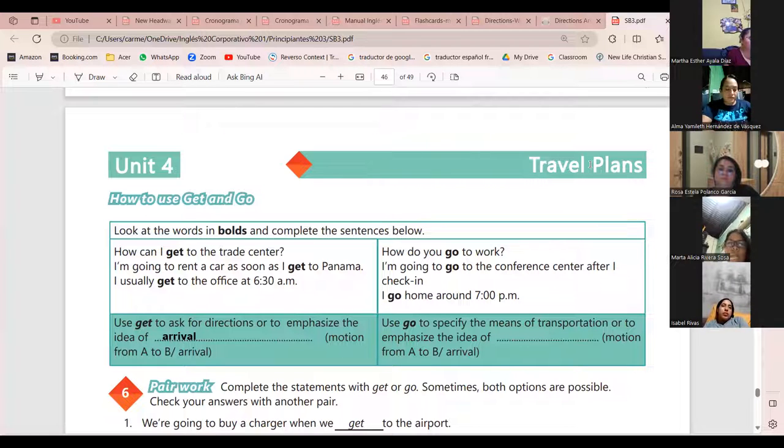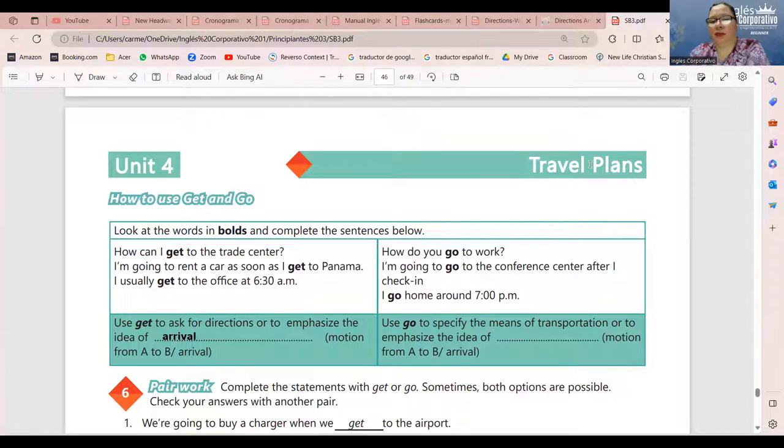Okay. Marta Alicia, please. How to use go? Use go to specify the means of transportation. Go lo usamos para motion from A to B. Mm-hmm. So motion from point A to point B. Okay. Motion from point A to point B. There you go.